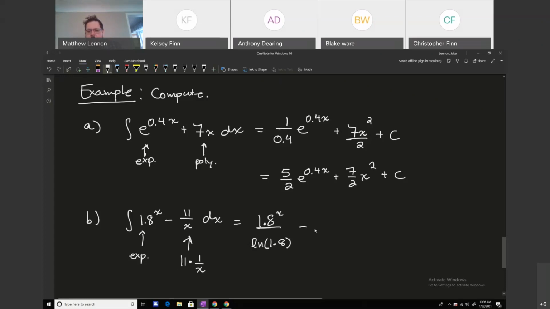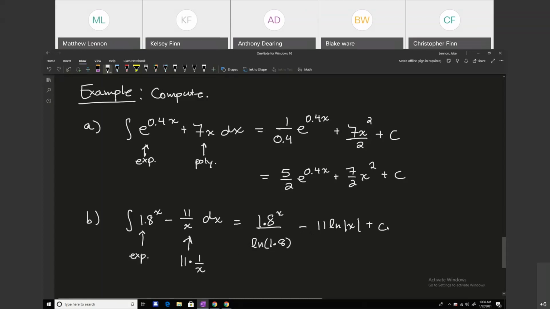And the second one, we just leave the 11 in front, and then we know the antiderivative of 1 over x is the natural log of the absolute value of x plus c. So that's how we're making use of these rules. It's always important to keep in mind.